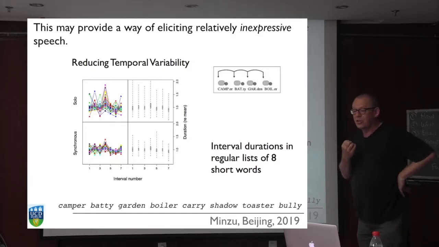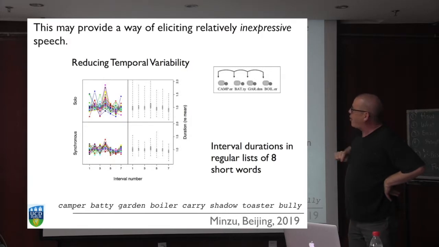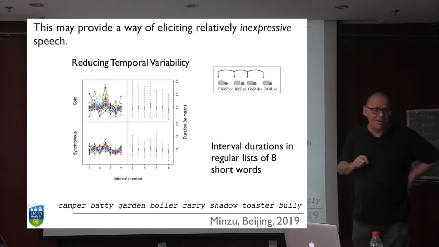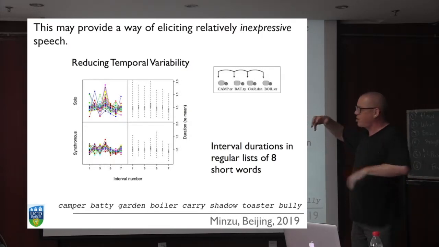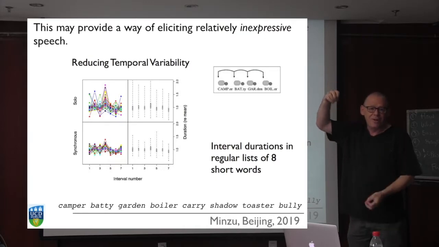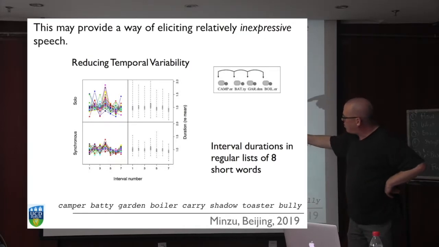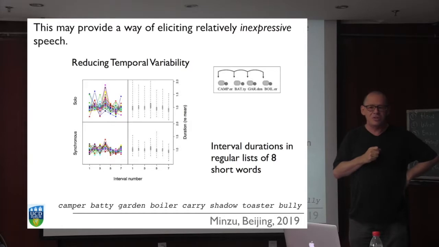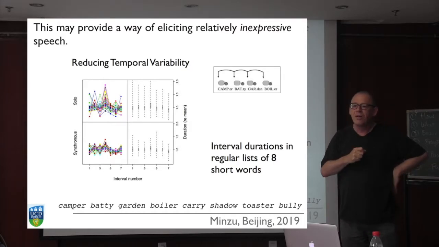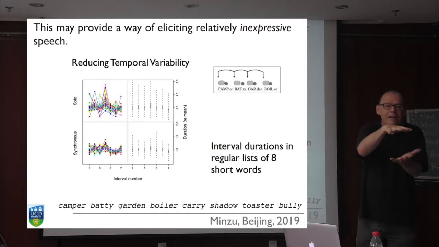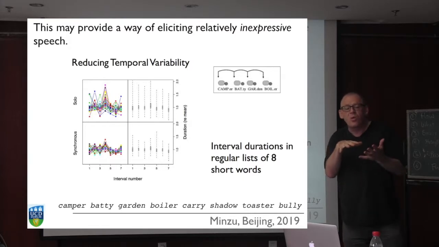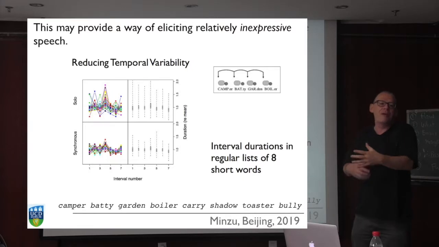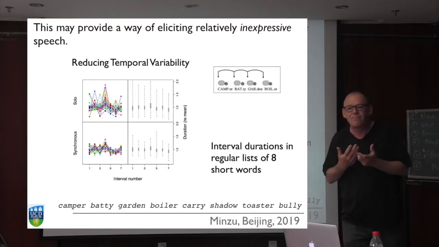And the only thing I want you to notice is look at how variable they are in the top plot. In each position, there's very many possible intervals. And look how much that variability is reduced in the bottom plot. It's gone way, way down. So, for some reason, I was interested in how people read a word list like this.